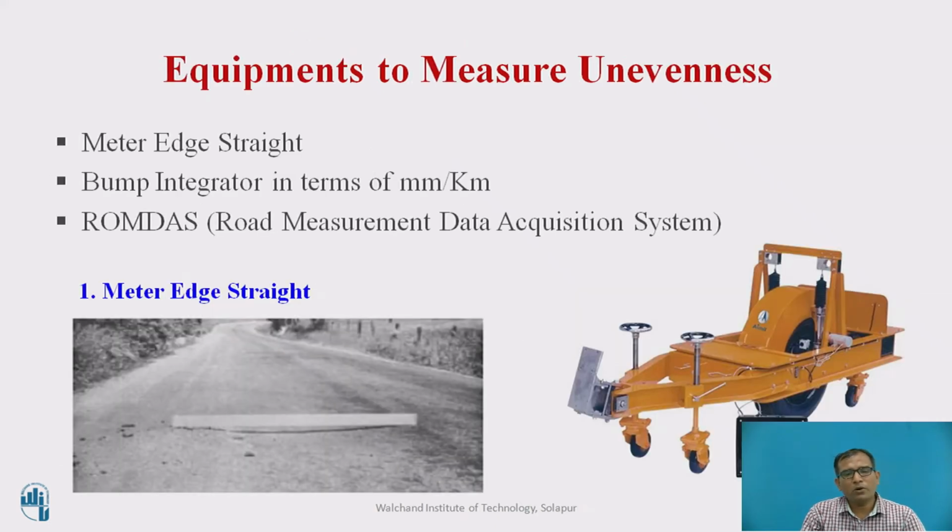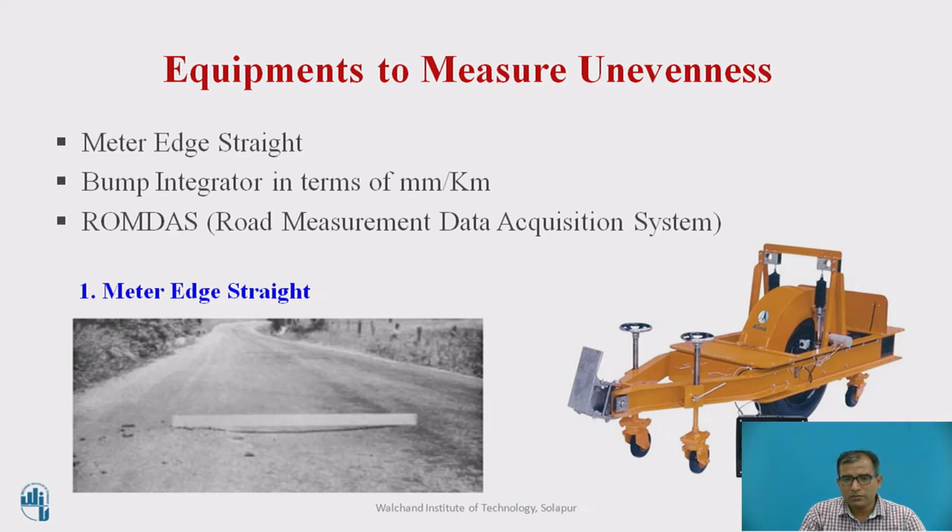We have important equipments to measure the unevenness. Widely in the country, we are using various equipments. Some of the important equipments are the meter edge. We put this meter edge of width 3 meter, and wherever the undulations or unevenness have happened, we can insert wedges and measure the depth of this unevenness on the surface. And importantly, we are using the bump integrator, that is the fifth wheel bump integrator.